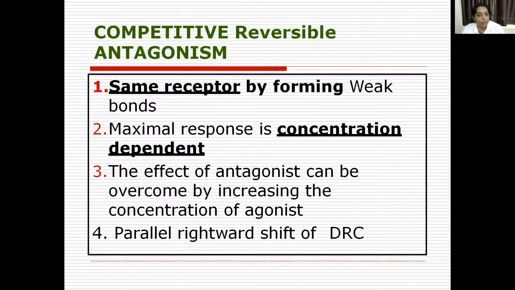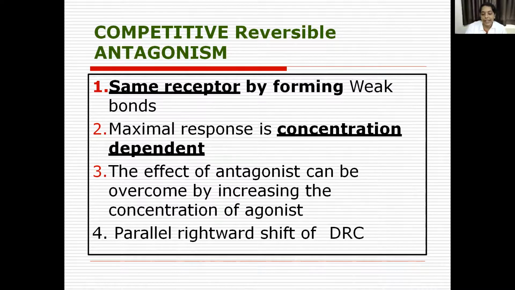So maximal response of what? The agonist. Maximal response of the agonist can be attained even after giving an antagonist by increasing the concentration of the agonist. So that's why we see here maximal response is concentration dependent. Maximal response of the agonist is concentration dependent. Then the effect of the antagonist here can be overcome by increasing the concentration of the agonist.